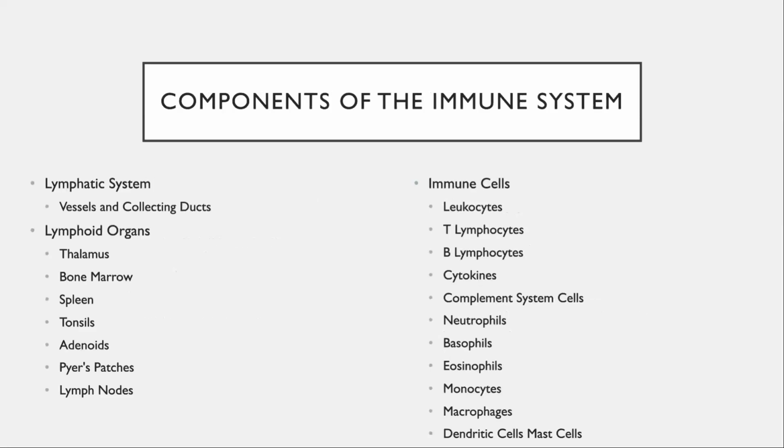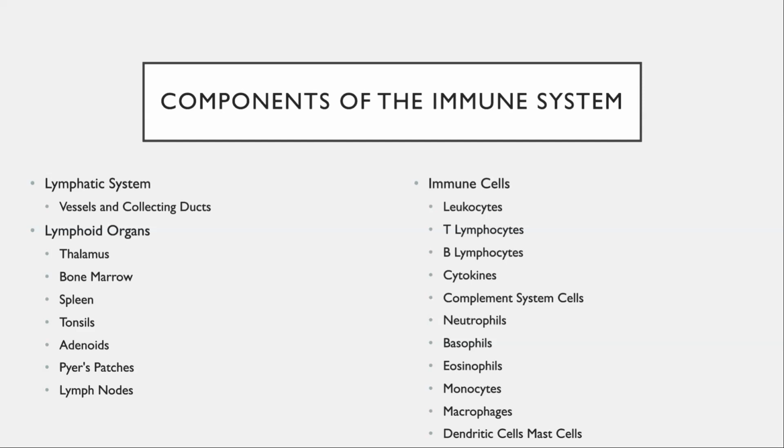Components of the immune system include our lymphatic system, our lymphoid organs, and our immune cells, which we'll break down. In the lymphatic system, we have our vessels and collecting ducts. Our lymphoid organs include the thymus, the bone marrow, the spleen, tonsils, adenoids, Peyer's patches, and lymph nodes.